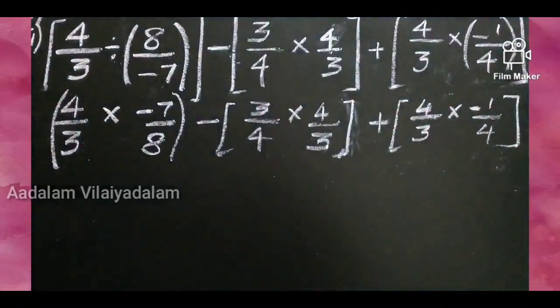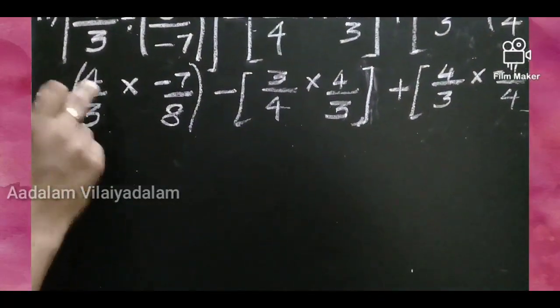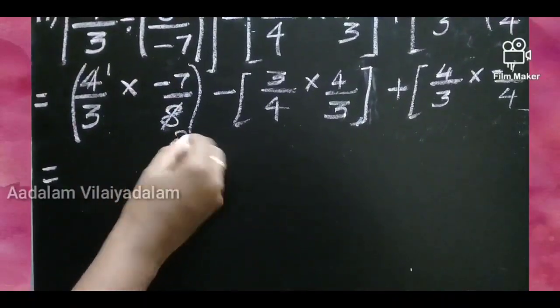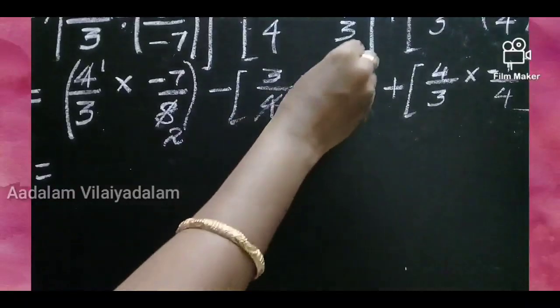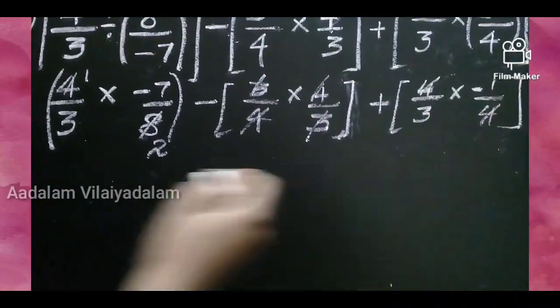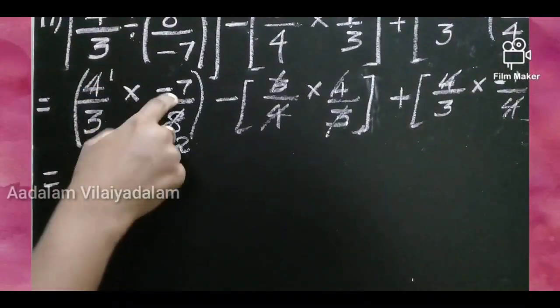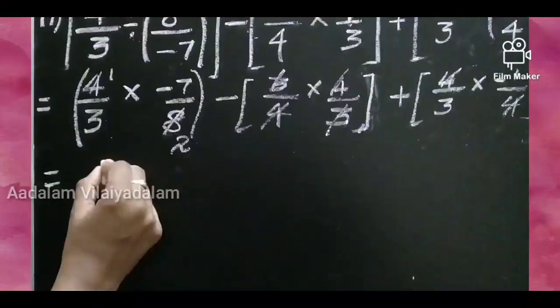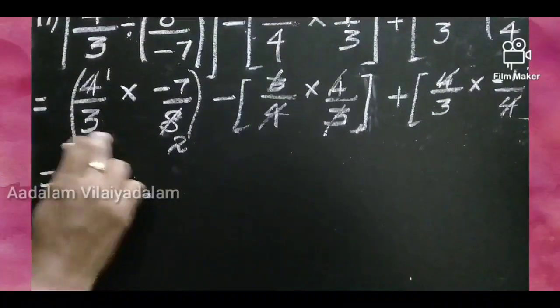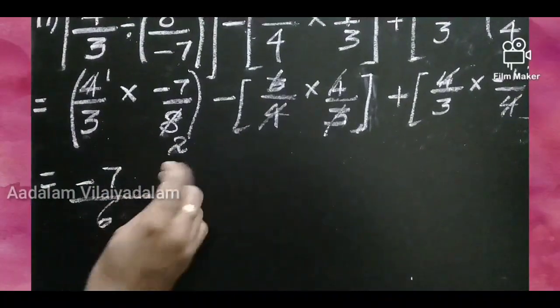Now we have to cancel the common term. So 4 table, 4 1s are 4, 4 2s are 8. Here also 4 cancel, 3 also cancel. Here 4 cancel. So what is the remaining number? Plus into minus, minus 7. Numerator value 1 7s are 7 and denominator 3 2s are 6.